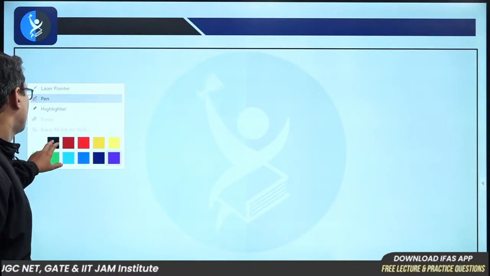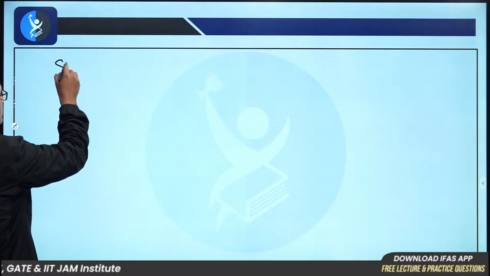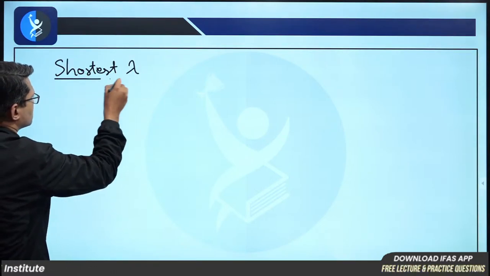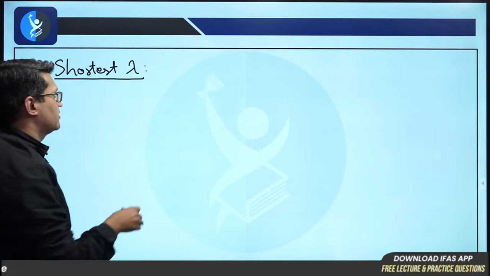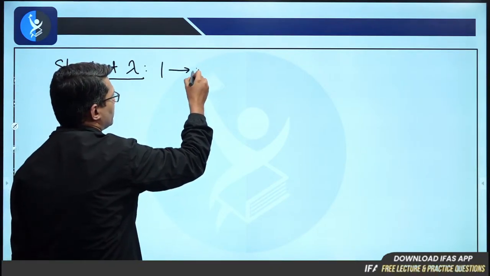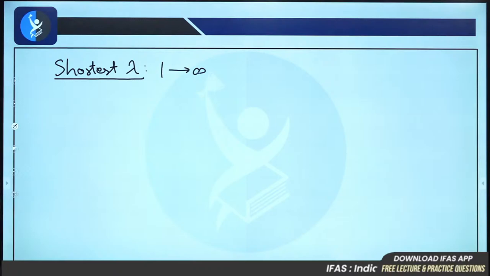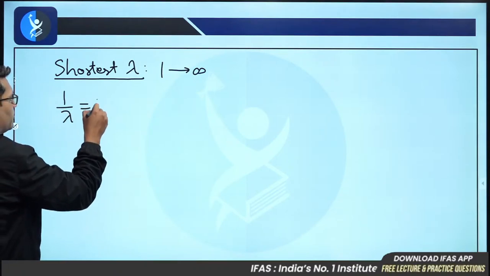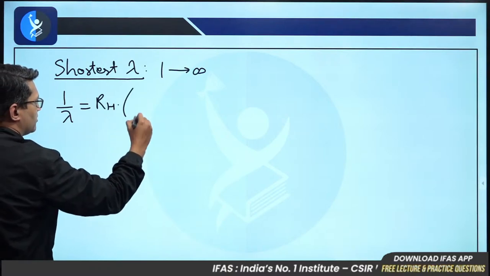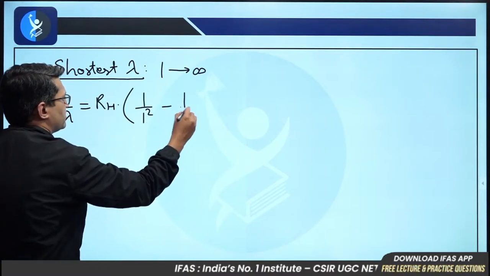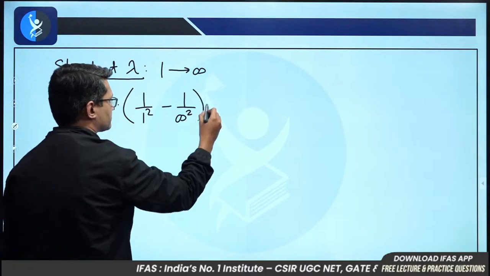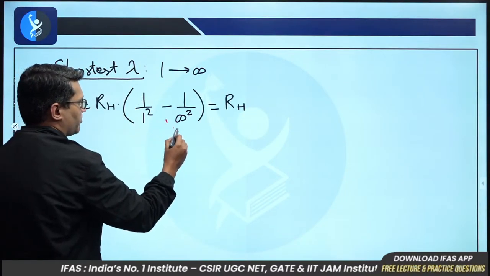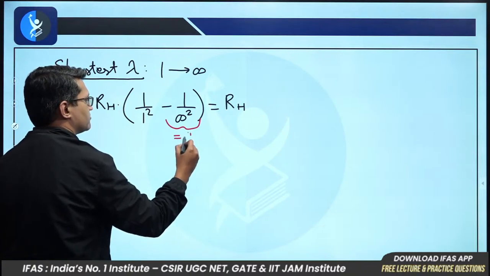Now let's try and calculate the shortest wavelength. What is the shortest wavelength? That is a transition from 1 to infinity, which means 1 upon lambda will be equal to RH. Z squared is 1, so you'll get 1 upon 1 squared minus 1 upon infinity squared, which is simply RH.